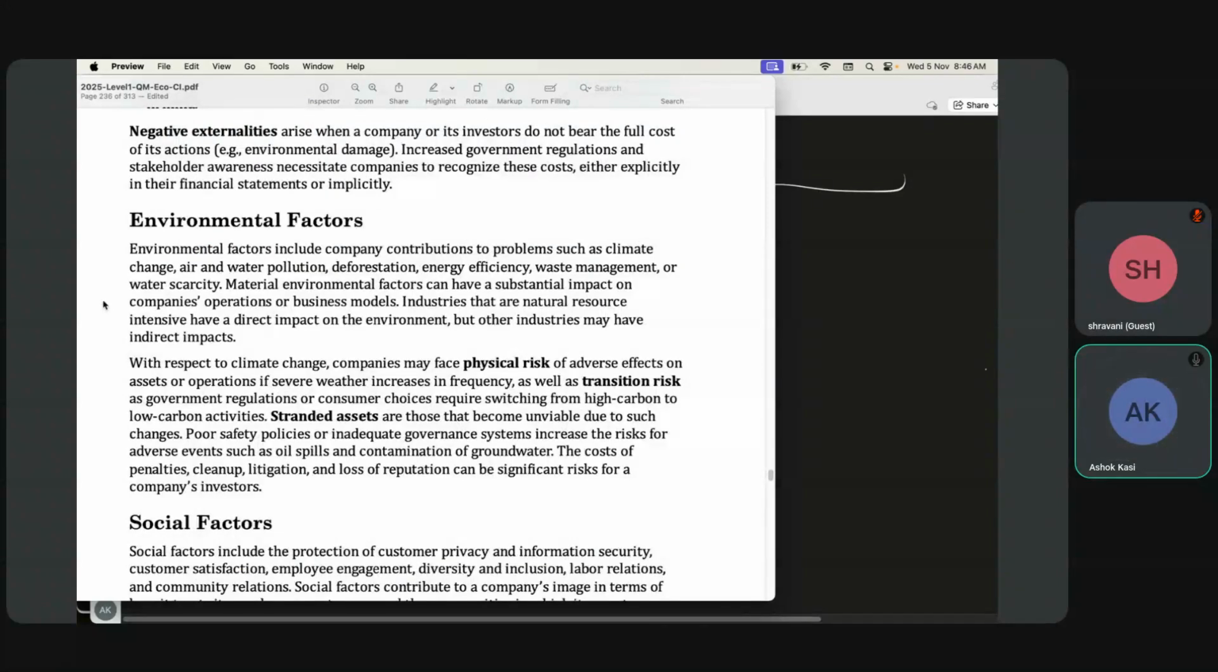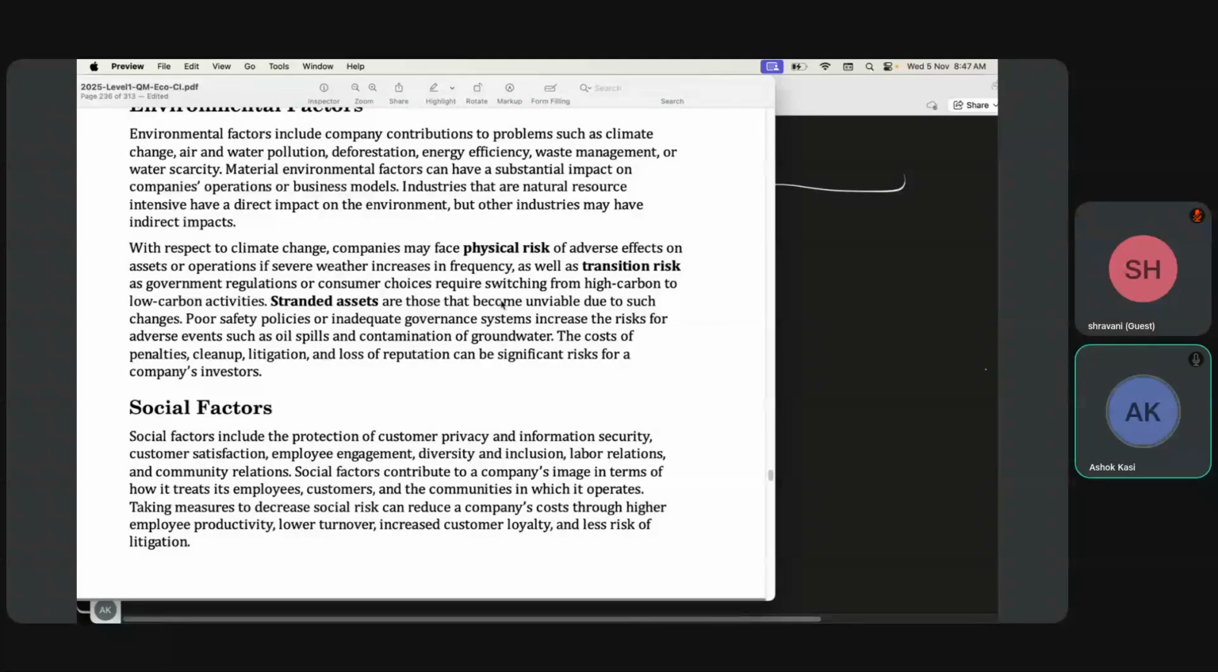Then environmental factors, physical risk of adverse effects. With respect to climate change, companies may face physical risk of adverse effects on assets and/or operations if severe weather increases in frequency. Correct. That means during floods and all, what happens? Lots of machines or cars get spoiled, right? Because of water. That is physical risk.